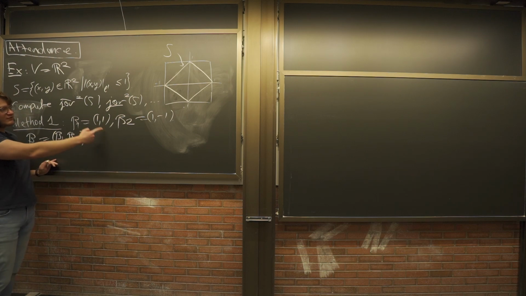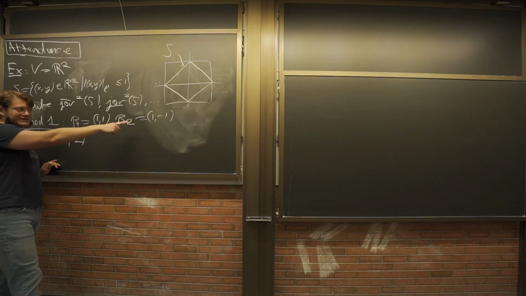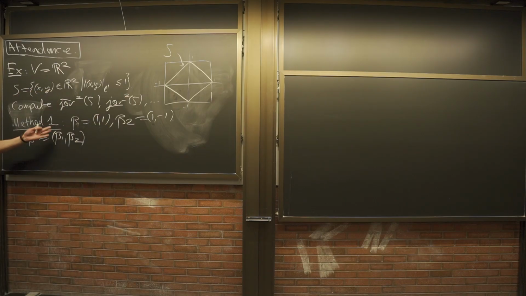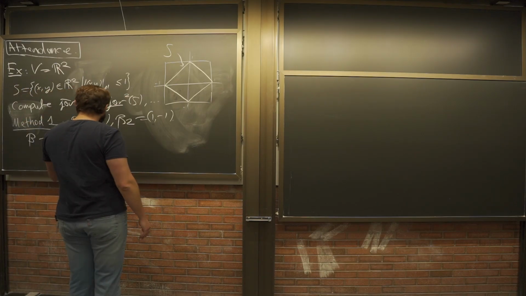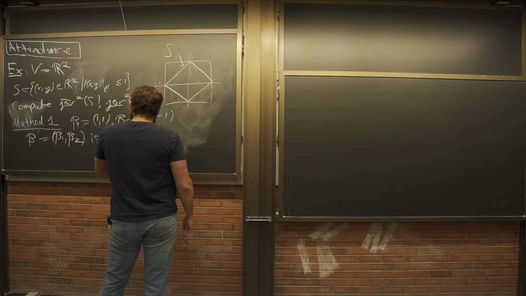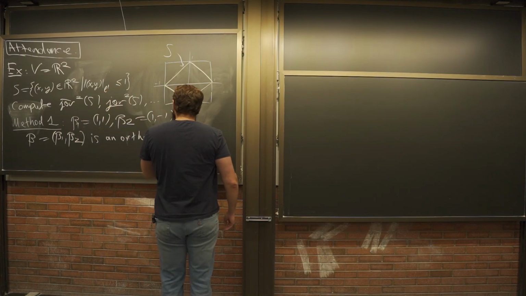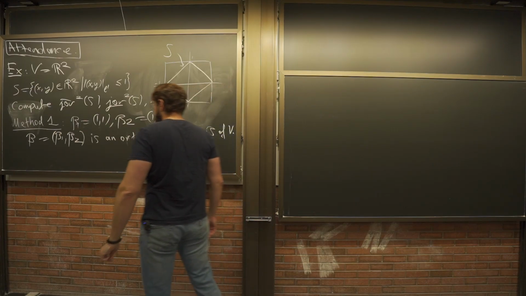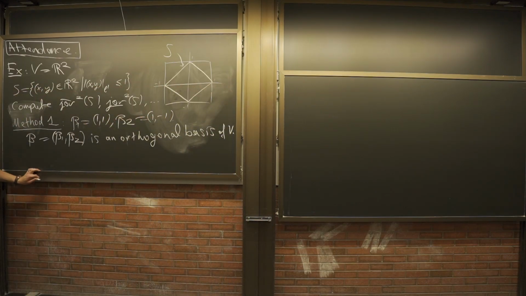So the norm of this is 1 squared plus 1 squared is 2. You take the square root, the norm of this is square root 2, right? And likewise for this, these are not normalized vectors, but they're orthogonal. OK?